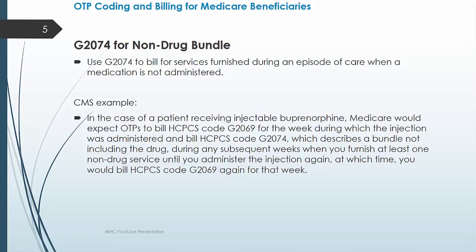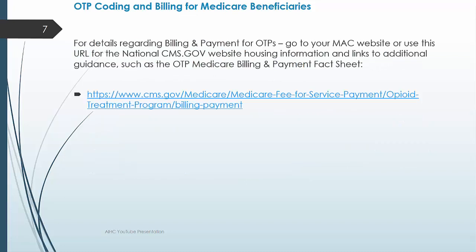But now let's say for week number 2 and week number 3, this patient doesn't receive any medication. For these 2 weeks, the patient only receives non-drug services. Medicare would then expect you to bill code G2074. The patient then, on week number 4, receives another injectable, buprenorphine. You would again, like the first week, bill using code G2069.